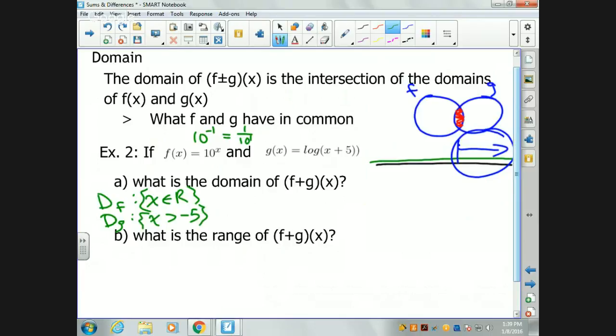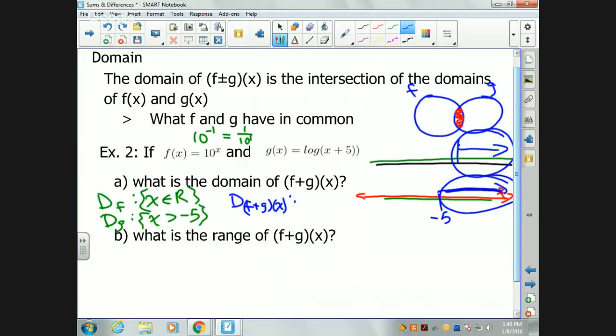So if we were to look at that on a number line, here's the domain of f, and here's the domain of g. Their overlap is this little bit right here. So the domain of the combined function, the domain of f plus g at x, is going to be that x is an element of the reals such that x has to be greater than negative 5.